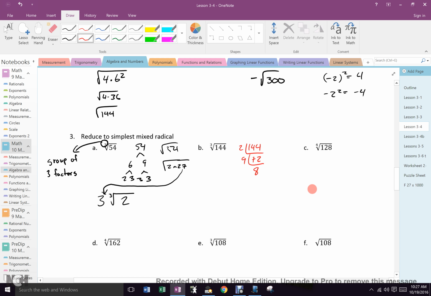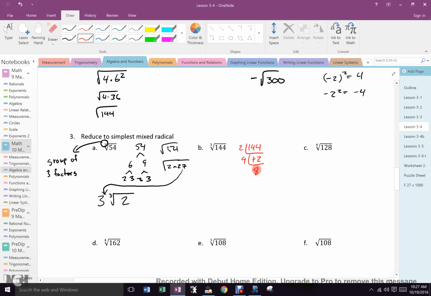I did something very different there, didn't I? I used my step method, but I also stopped somewhere. Why did I stop at 8? What is special about the number 8? I've got 2, 9, and 8. What's special about 8? It's got a cube root. What is it? 2. So I can stop there because I'm looking for a cube root, aren't I?